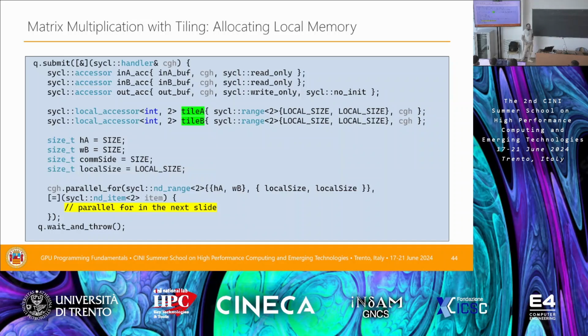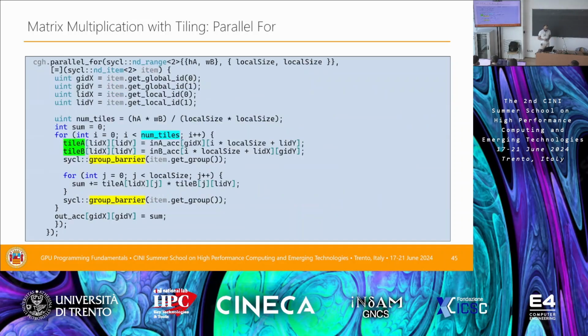Our parallel for will be different. And here is the parallel for. You see, when you do tiling, you typically add one more for loop to your code, because you need to iterate for each tile. So this code in the end is very similar to the previous one. The difference is that we are not accessing the global memory, but we are accessing the tile. You see, here we prefetch the data, and here we use the tile for the summation.